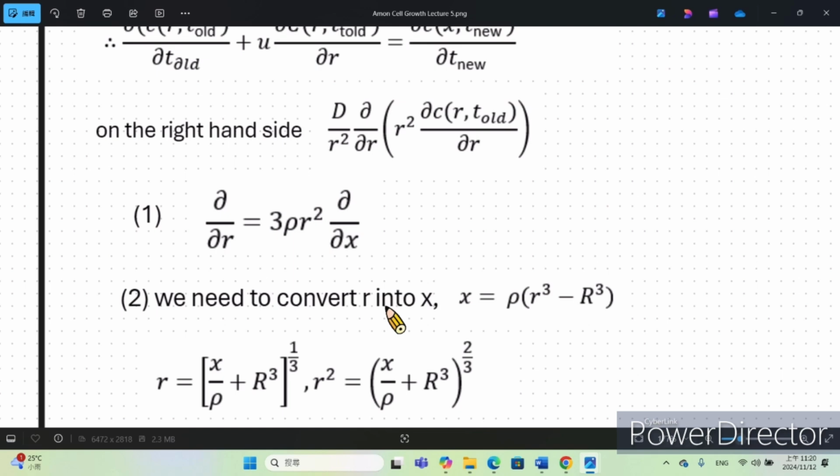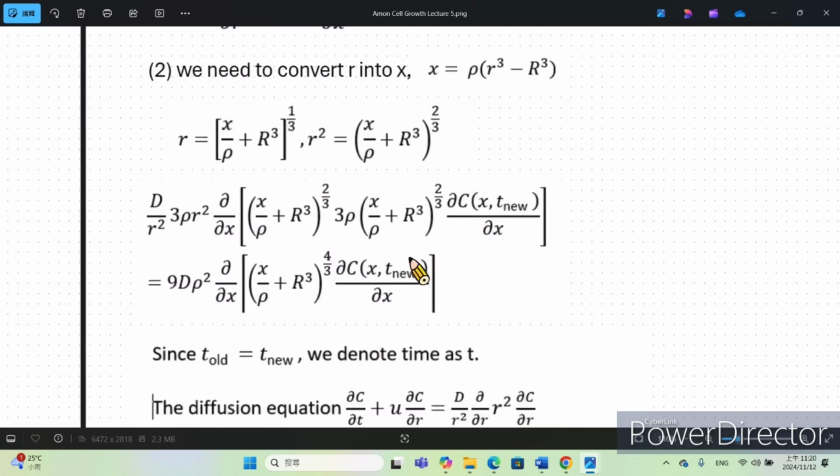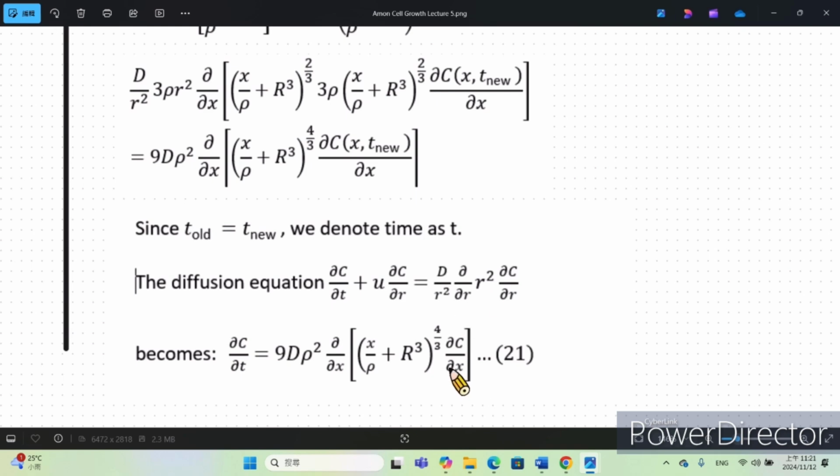I'm sorry. Then let's talk about the right hand side. If we convert the right hand side, the r into x and the partial r into partial x, the whole equation becomes this. This is the diffusion equation. However, with this diffusion equation you still have tons of questions to solve. Now let's go to the part we are going to talk about today.